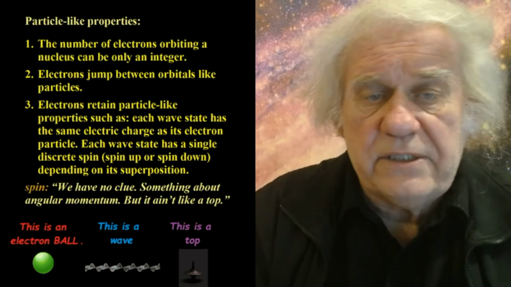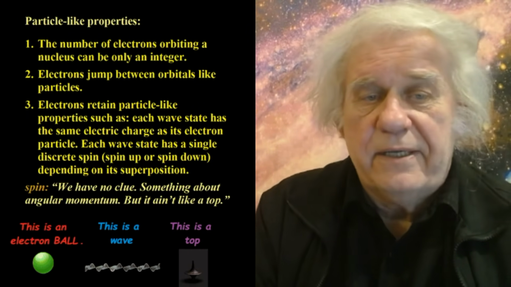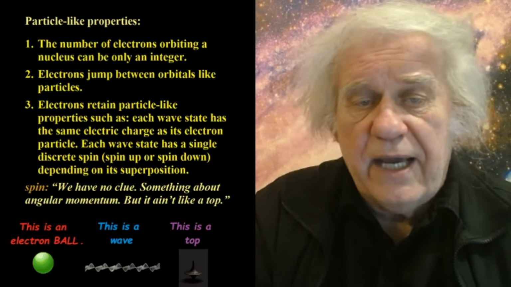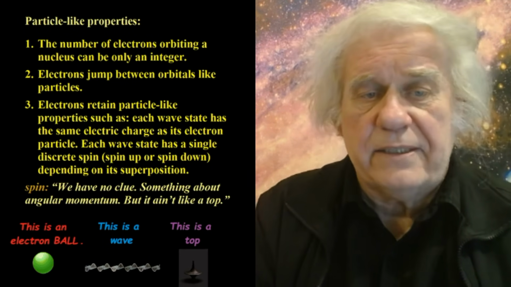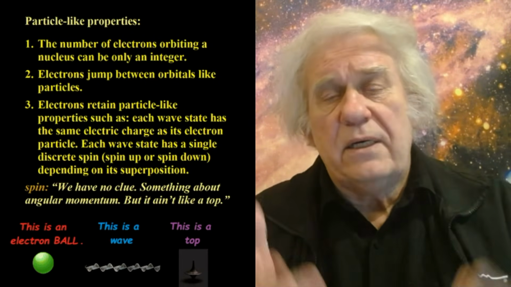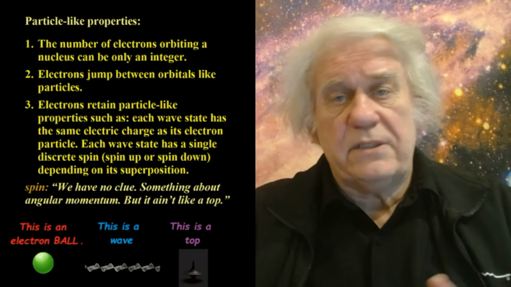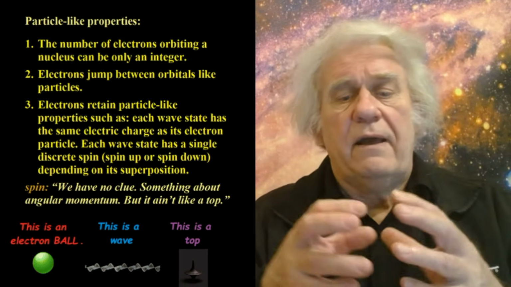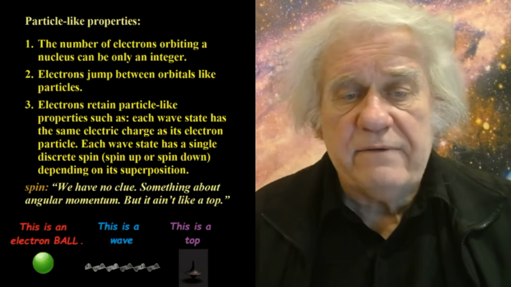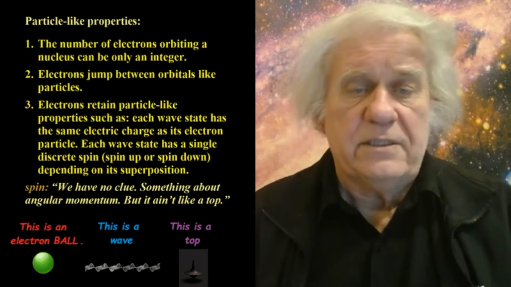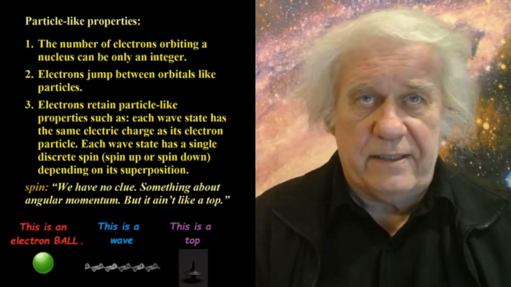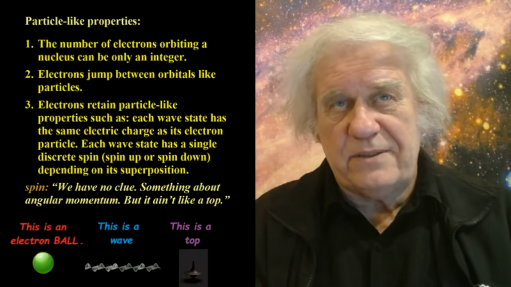And then you have electrons retain particle-like properties. And you go, each wave state has the same electric charge as its electron particle, whatever that is. Because again, they're talking about math, and they say it's got a single charge, like 1.6 times 10 to the minus 19 coulombs, the value of the unit charge, right? Each wave state has a single discrete spin. So they spin, but they don't spin, because spin is not spin like a top. It spins, whatever that is.